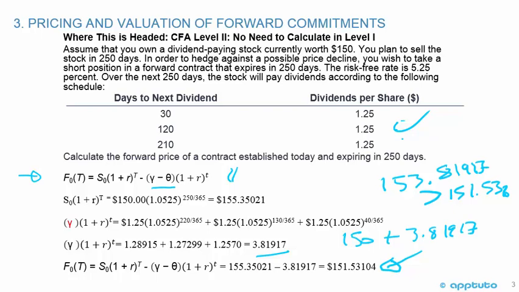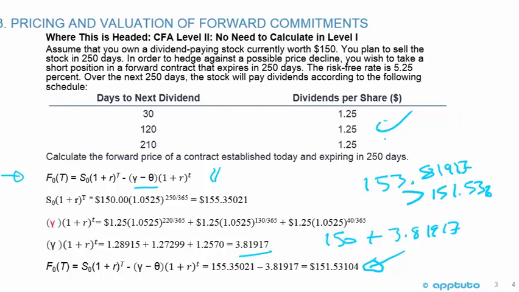151.53104, okay? So recall from the previous slide that acquiring the asset in the forward market would be cheaper because you're foregoing the benefits, okay? You're not getting those dividends. So that's why, as I said, this LOS is talking about explaining or describing, but if you go through the math and you understand the math, the explanation is pretty clear.